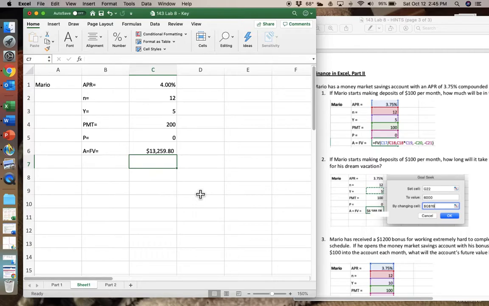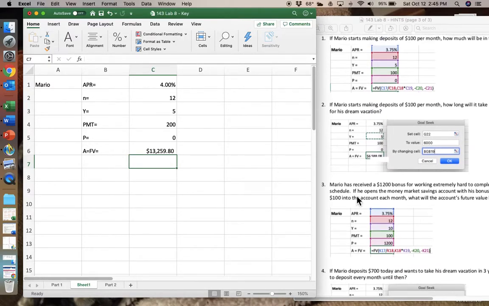And it says that he's going to end up with over $13,000, which is awesome. And that makes sense because you've got 5 years at $200 a month. That's going to be $12,000 just multiplying. So with the APR to be 13, that makes sense.